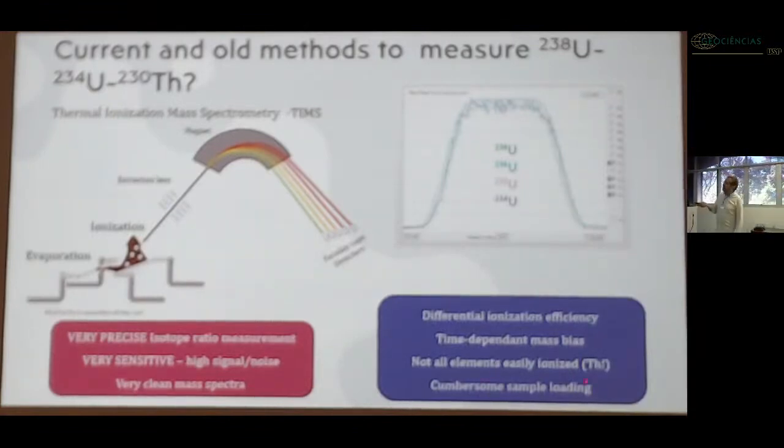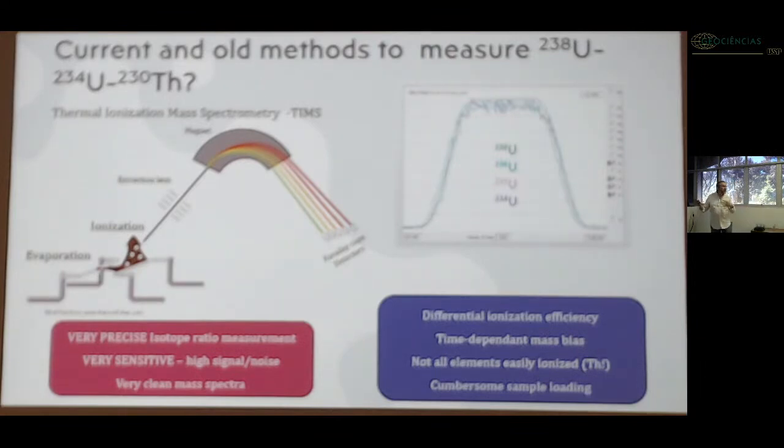For example, ionizing thorium is really difficult. When we were working with uranium-thorium dating, when I was doing my PhD, basically out of 20 samples, one or two would fail because thorium will not ionize, because you have to heat the sample a lot. Sometimes the filament just breaks, and because it's vacuum, it's gone, you cannot do anything. So that's a little bit of a problem.